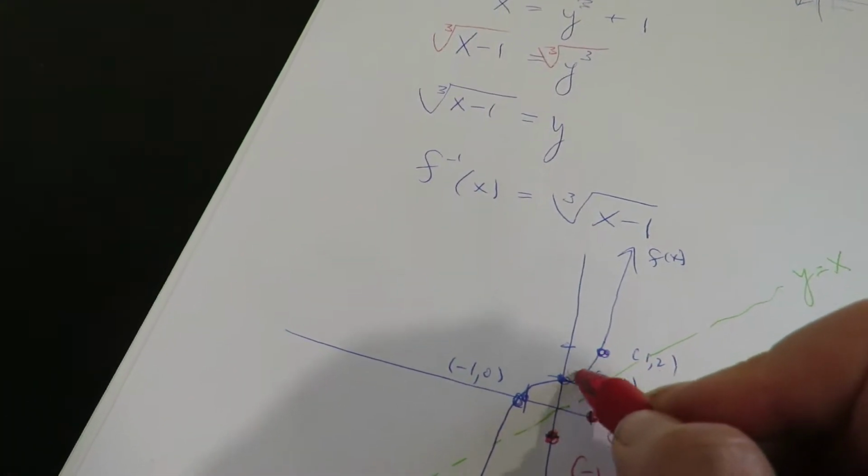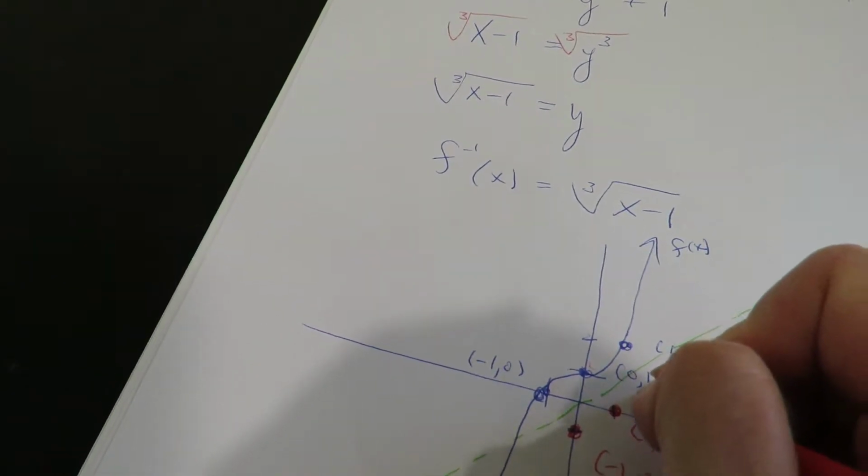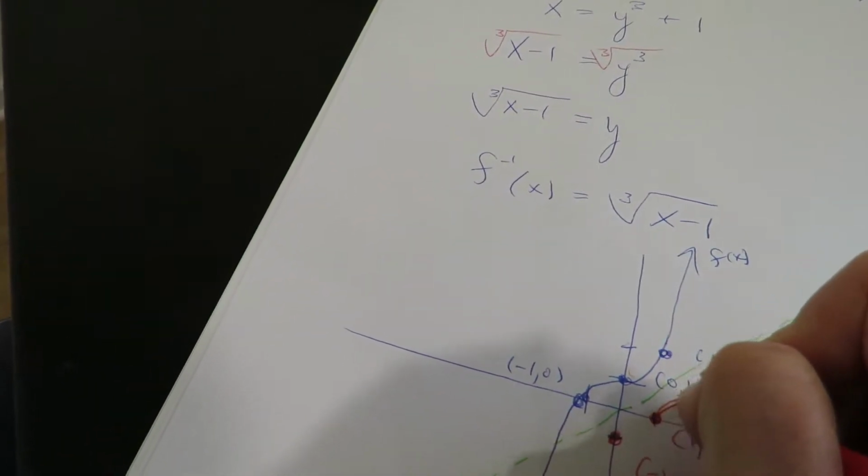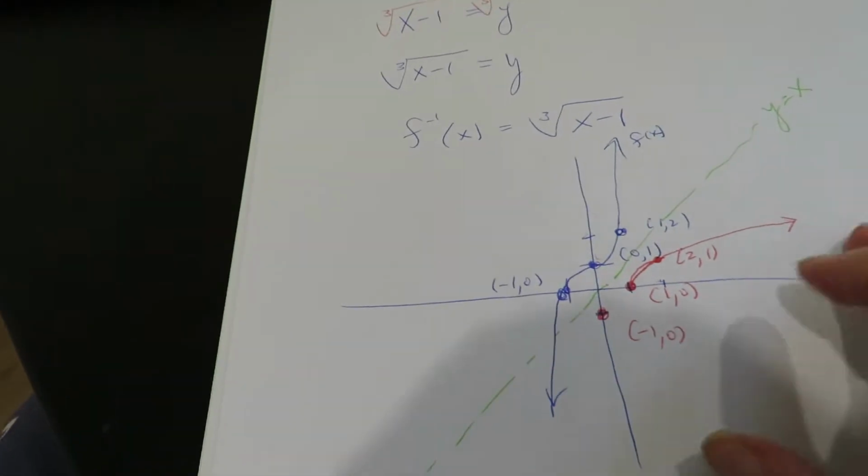Now this is what we would call concave up. So when I flip it over the line, it's actually going to look what we would call more concave down. It's going to drop water.